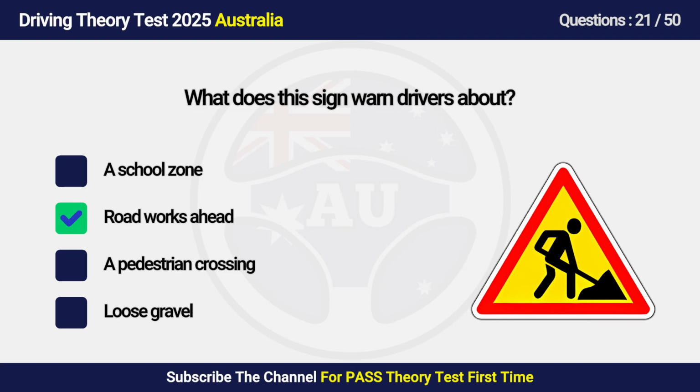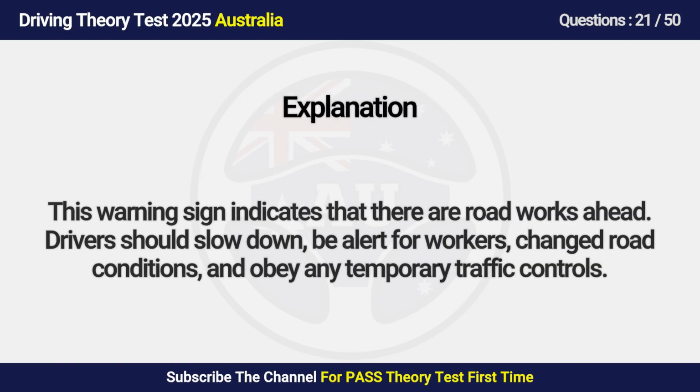Answer is B. Road works ahead. This warning sign indicates that there are road works ahead. Drivers should slow down, be alert for workers and changed road conditions, and obey any temporary traffic controls.